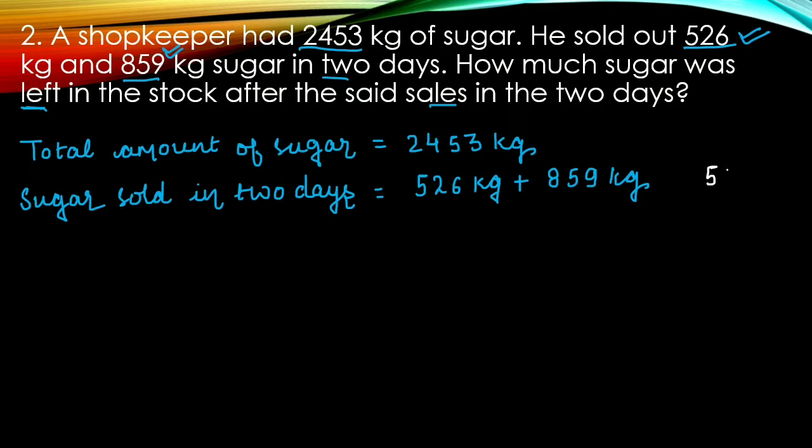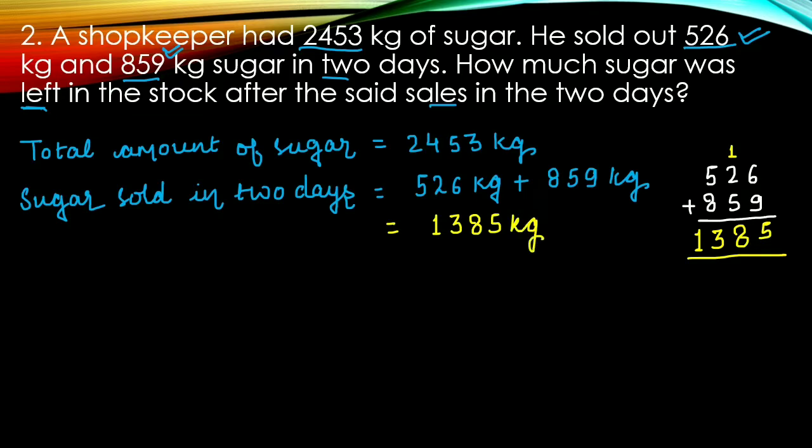So 526 and 859. Add them. 6 plus 9, 15. 1 will be carried to tens column. 1 plus 2, 3. 3 plus 5, 8. And 5 plus 8, 13. That means total sugar sold in 2 days is 1385 kg.